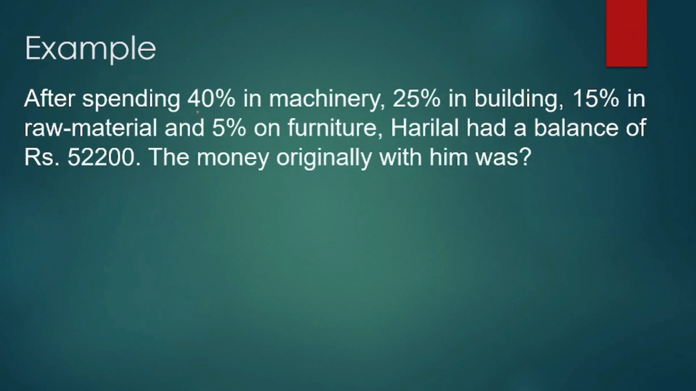After spending 40% on machinery and 25% on building, 15% on raw material, and 5% on furniture, Harilal had a balance of 52,200. The money originally with him was? So here all the transactions in percentage are made from only a single amount, that is 100%.